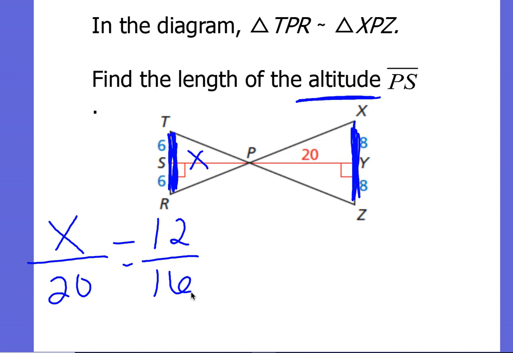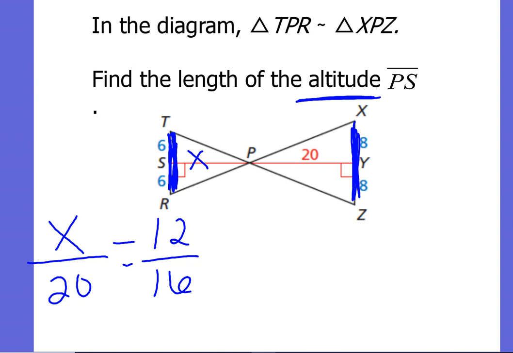The question I have is, could I have just used 6, and could I have used 8? Yes, I could have, because 12 over 16 simplifies down to 6 over 8 as well, and of course that simplifies down even farther to 3 over 4. I could have just used 6 over 8, but I wanted to show this for more practical purposes of identifying which side lengths correspond.